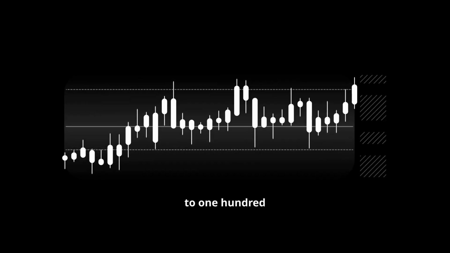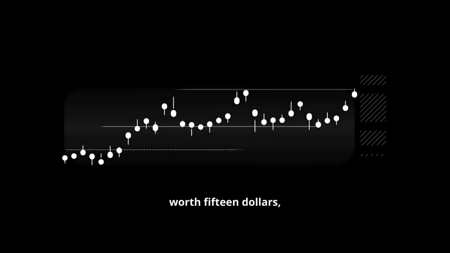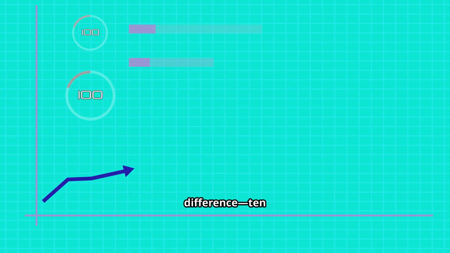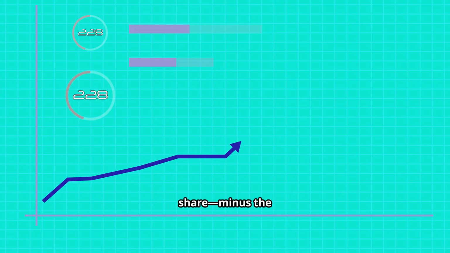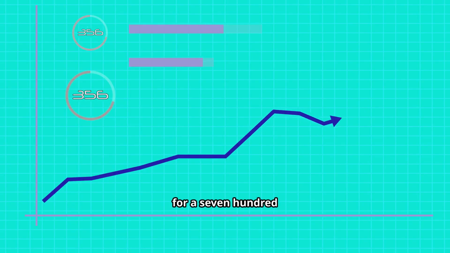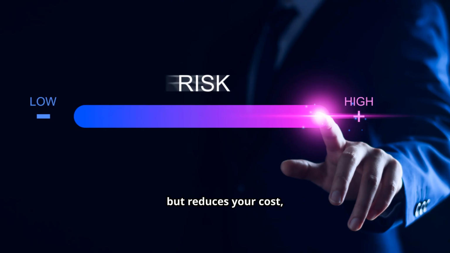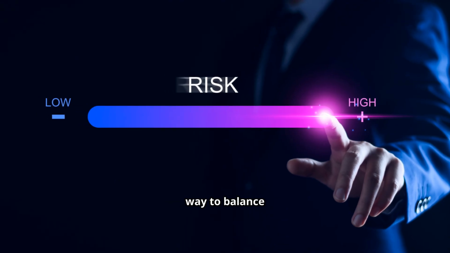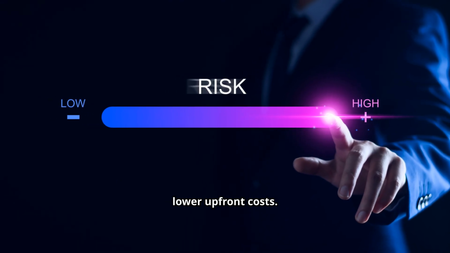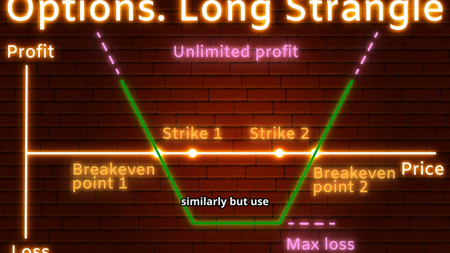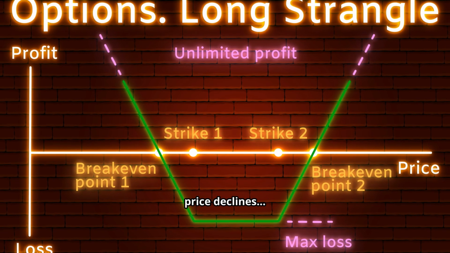If the stock rises to $115, the $100 call might be worth $15, while the $110 call is worth $5. Your gain is the difference, $10 per share, minus the $3 net premium for a $700 difference. The sold call limits your upside but reduces your cost, making spreads a way to balance potential gains with lower upfront costs. There are also bear put spreads, which work similarly but use puts to benefit from price declines.